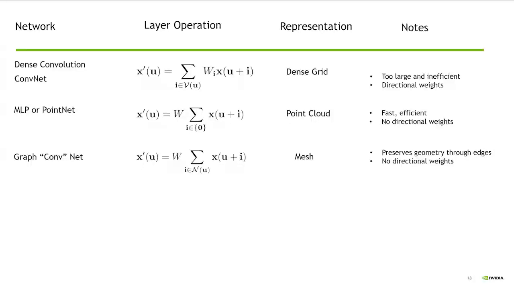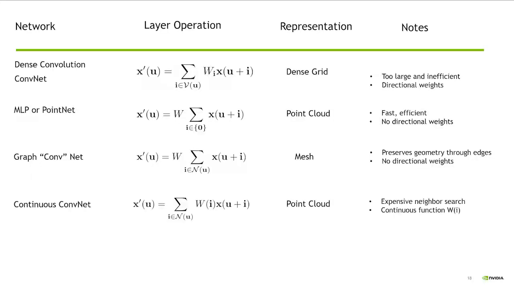It is similar to an MLP in that it does not support directional weights, but instead it aggregates features from neighbors. So it is technically not a convolution. Continuous convolution is similar to the dense convolution, but searching neighbors in a continuous space can be slow, and also representing a continuous kernel incurs some amount of approximation, which results in lower accuracy.